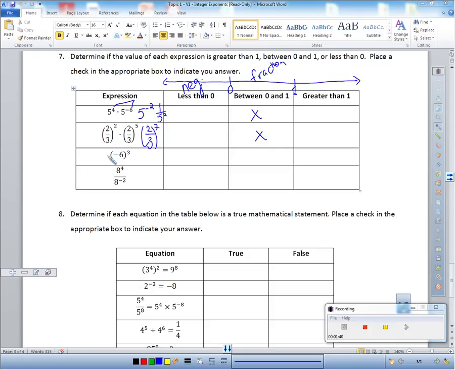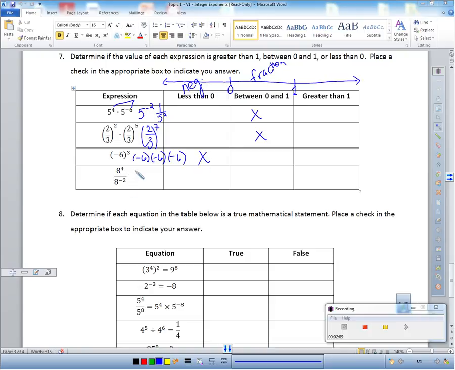Next one. You have negative 6 times negative 6 times negative 6 over and over and over again. Okay, 3 times. So if you multiply this, this is going to give you positive 36. But when you throw in that third one, so negative 6 again, then you're going to get a negative answer. So this is going to be positive times a negative. That one's going to be less than 0.